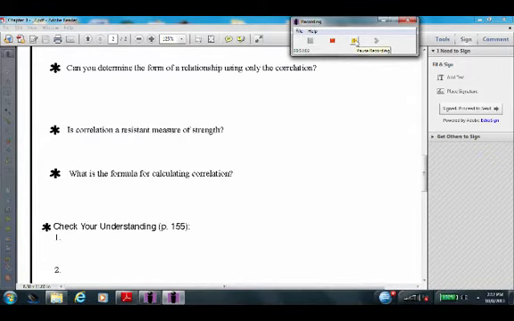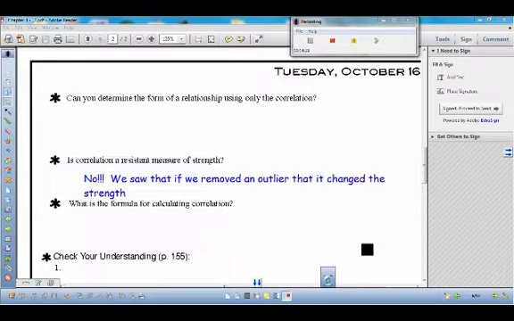Can we determine the form of relationship using the correlation? Well, the correlation really gives us the direction and the strength of the association, not the form. Is correlation resistant to the measure of strength? No. We saw that if we removed an outlier, that it changed the strength.